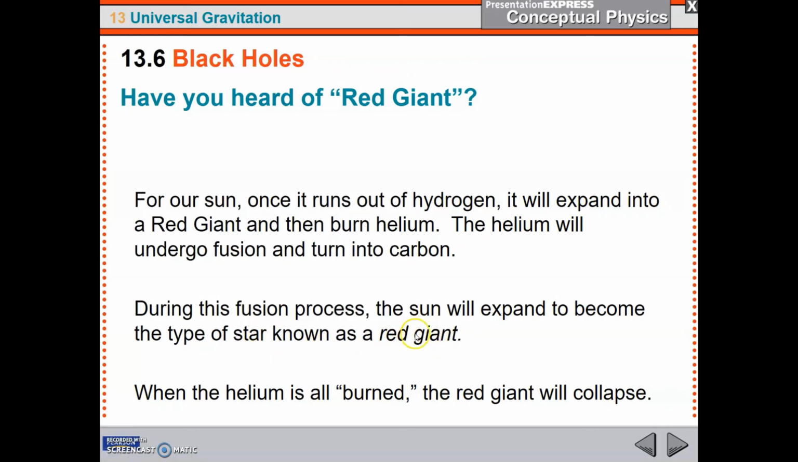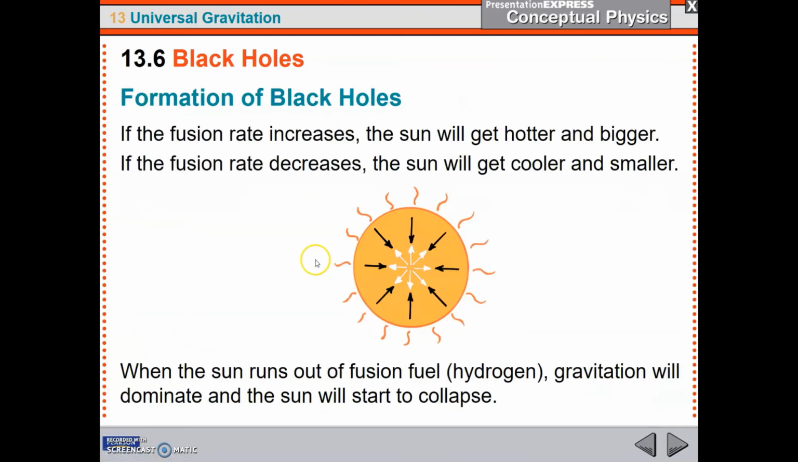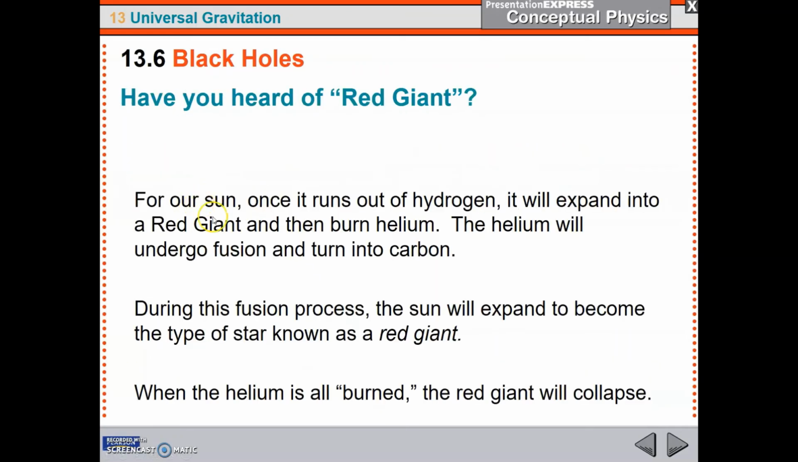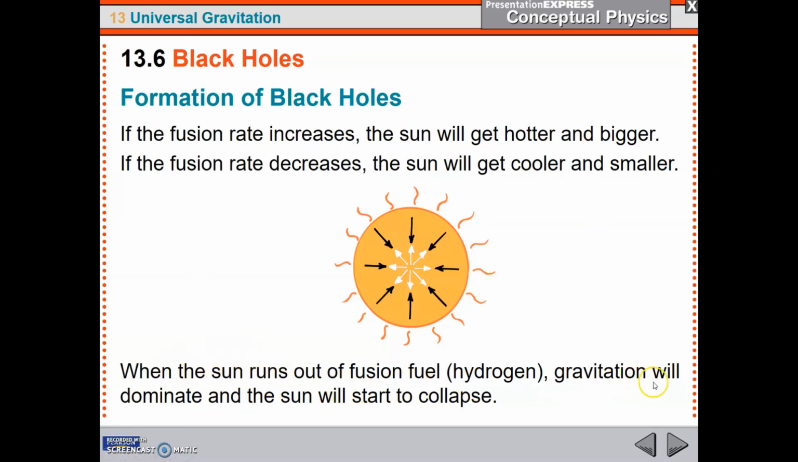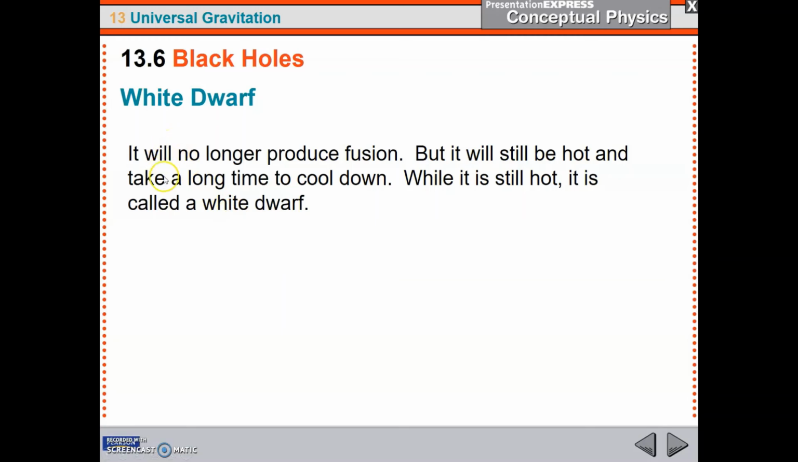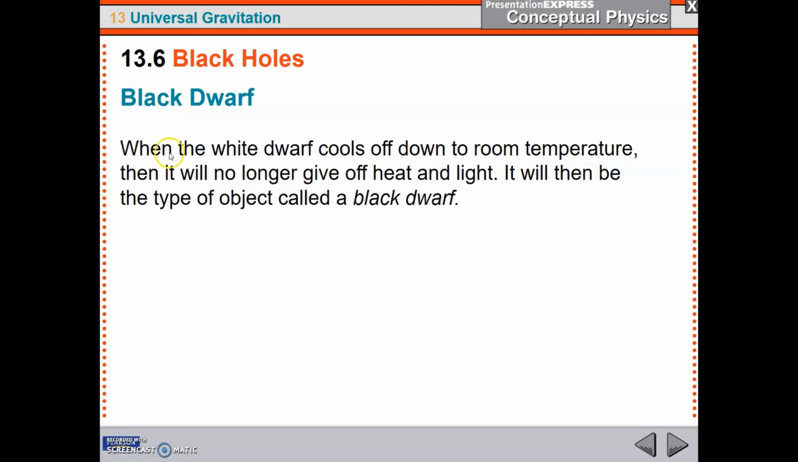But this will only last a few million years. And when all the helium is burned, then the red giant will collapse. So if you've heard of a red giant, there it is. If you haven't, don't worry about it. Once the sun runs out of fuel, gravitation will dominate and the sun will start to collapse. It will no longer produce fusion, but it will still be hot and it will take a long time to cool down. While it is still hot, it is called a white dwarf, white because you can see it, because it's still giving off heat. And it keeps getting cooler and cooler. When the white dwarf cools off down to room temperature, it will no longer give off heat and light. It will then be the type of object called a black dwarf, because it's black. It's not giving off light and heat because it's cool, just like the desk I'm sitting at.